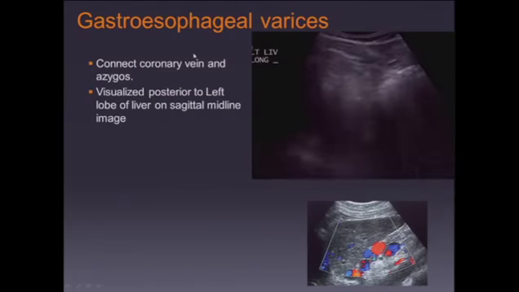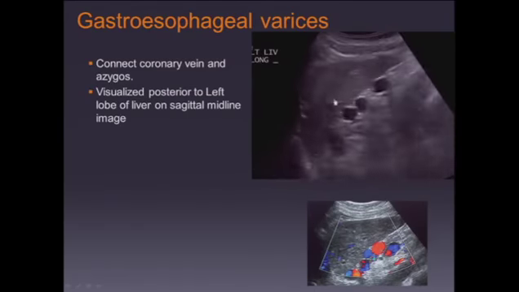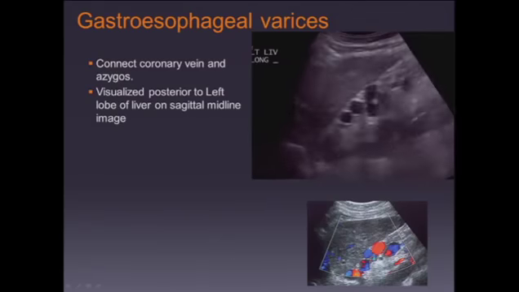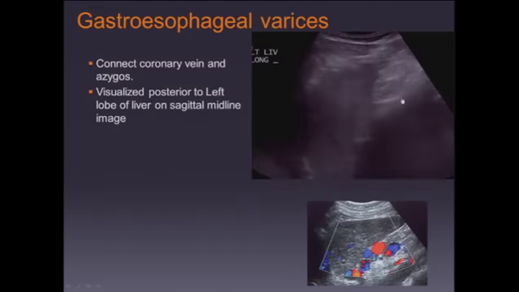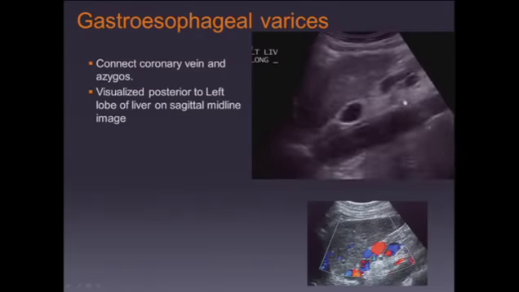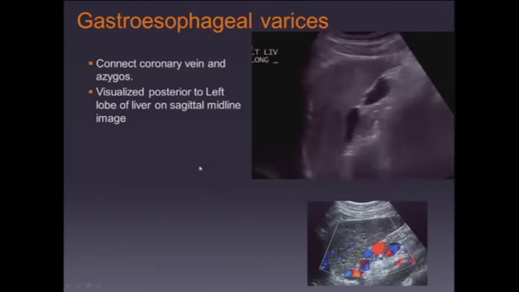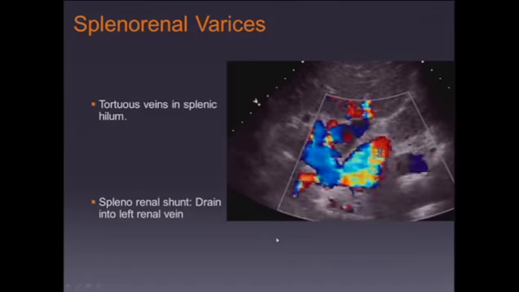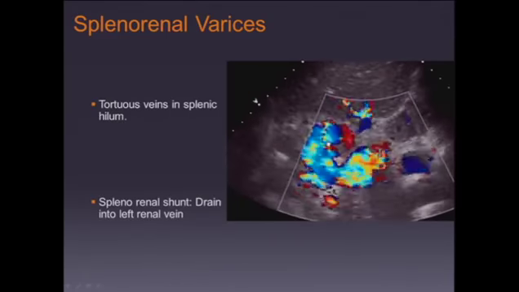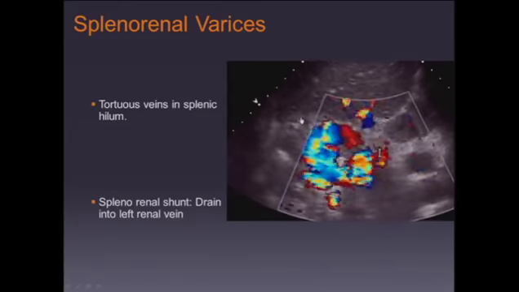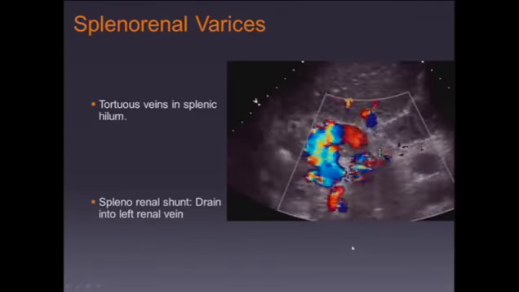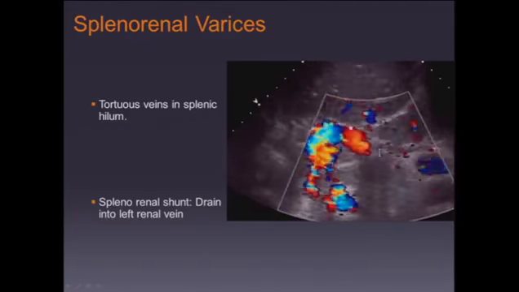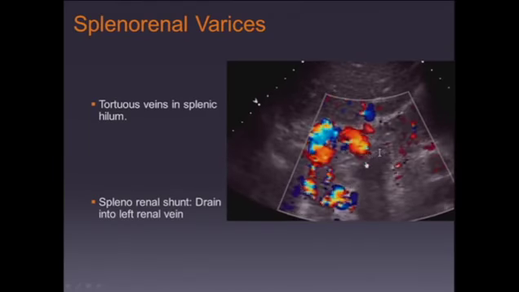Gastroesophageal varices connect the coronary vein and the azygous vein. On this sagittal clip here, through the left lobe of the liver, we see a cluster of vessels running anterior to the aorta and posterior to the left lobe of the liver. The esophageal hiatus is roughly at this point, and these vessels are large gastroesophageal varices as shown on this color Doppler image. Splenorenal varices are found at the splenic hilum. They appear as a bunch of tortuous veins in the splenic hilum that eventually empty into the renal vein, creating a spontaneous splenorenal shunt. This color Doppler clip demonstrates a bunch of splenic varices emptying into the splenic vein.